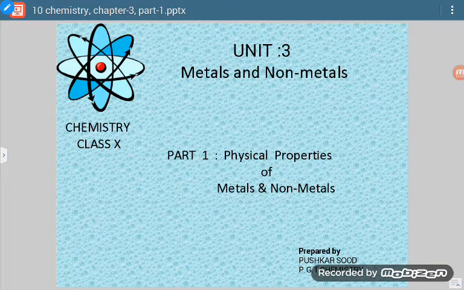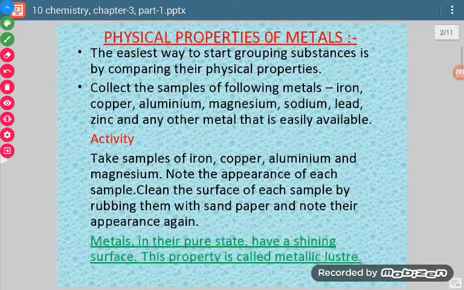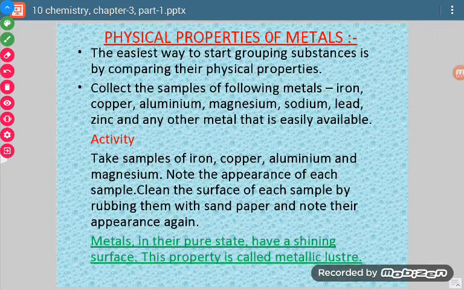Good morning, students. Today we are going to start with our third unit, metals and non-metals. In this, today we are going to discuss the physical properties of metals and non-metals. First of all, physical properties of metals. All these properties we are going to explain on the basis of small activities which we can perform nicely.